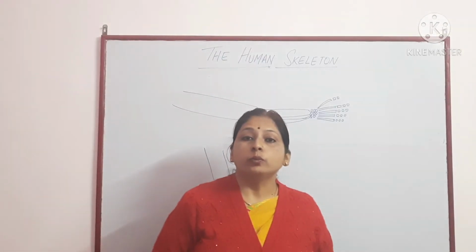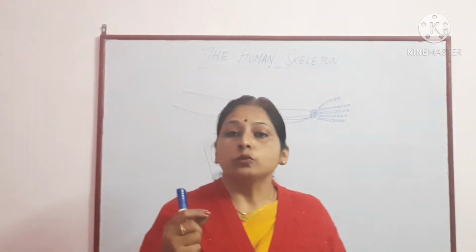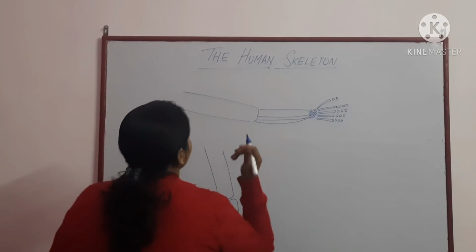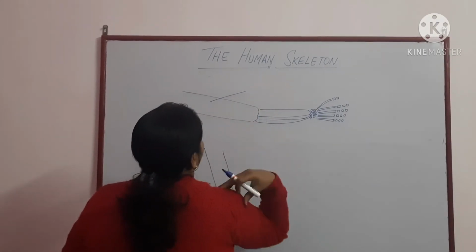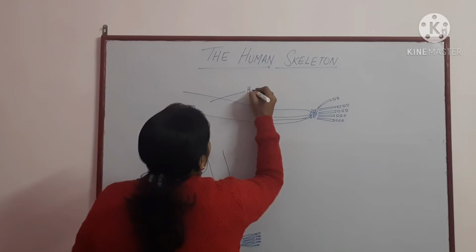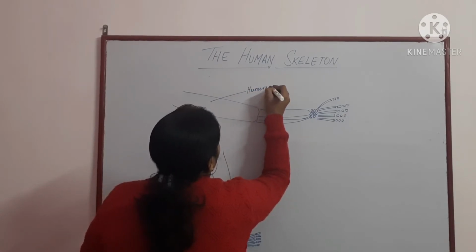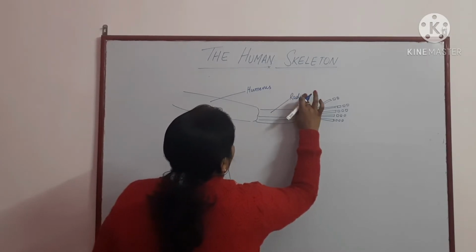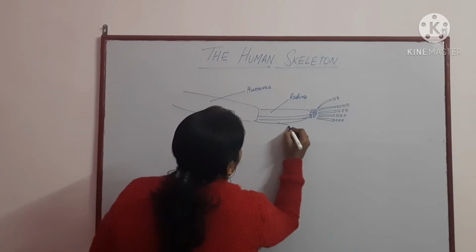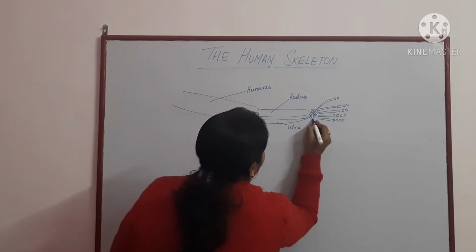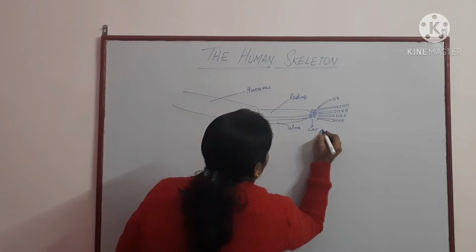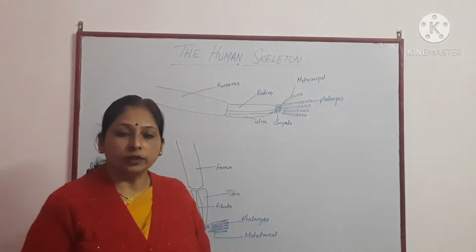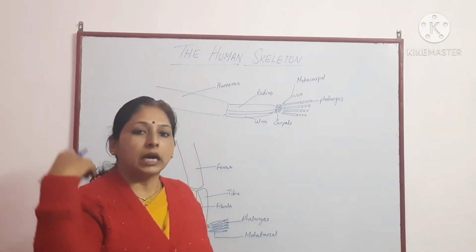Now we will study the bones of limbs, bones of the forelimb and the hind limb. Let's start with the bones of the hand, this one, the arm. This is termed as humerus. This one is radius. The lower one is ulna. This is the carpal. Metacarpal. Next is bones of limbs.